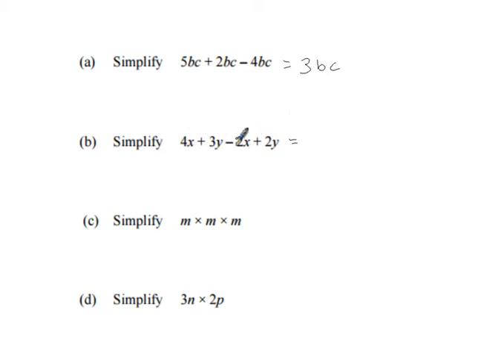So again, this one, we're looking for the things that are alike. You can see we've got different letters here. So think of the things that are alike. So we've got 4 X's here, and then we take away 2 X's later on. So we started with 4 X's and then we took away 2 X's, so that leaves us with 2 X's. Right, we've also got these Y's. We've got 3Y there, and then we add 2 Y's later on. So we started with positive 3 Y's, and then we added 2 Y's to that, so we've ended up with 5 Y's.